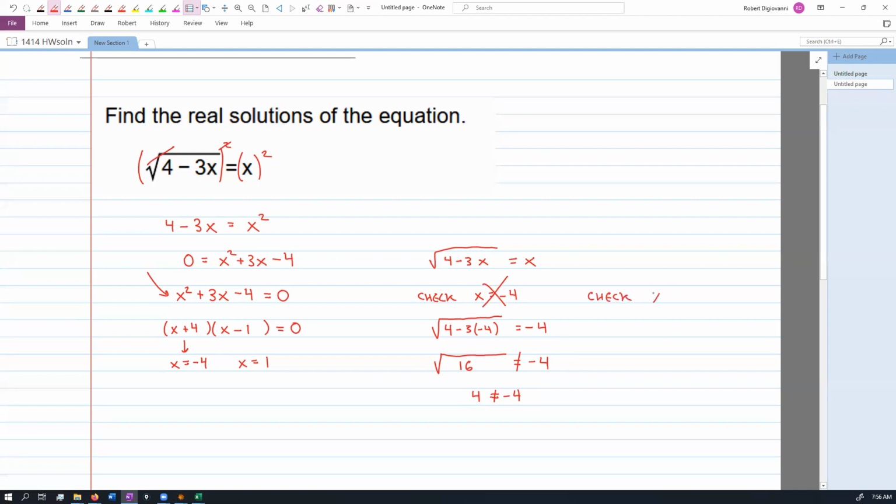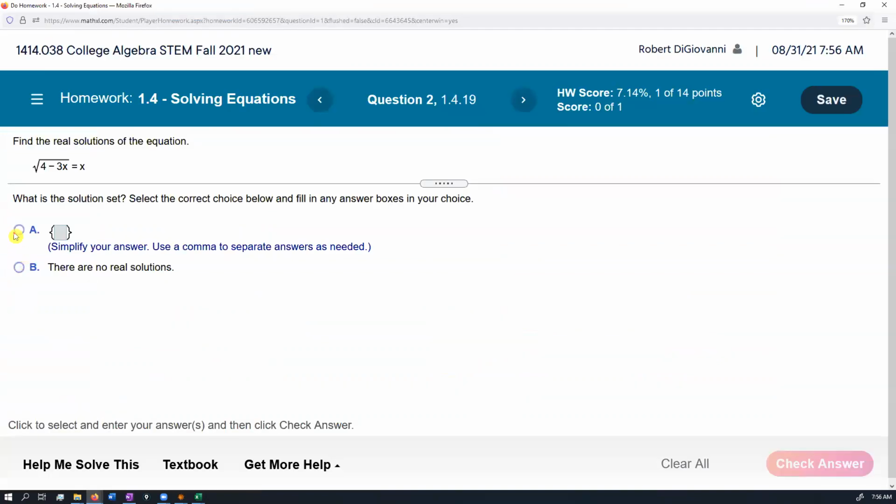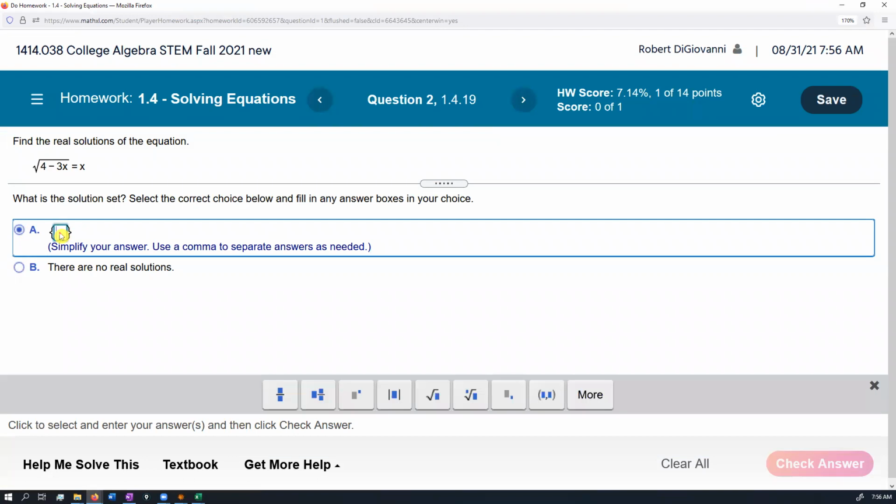Let's check our other solution. It could be that this one doesn't work either, but let's see. So the square root of 4 minus 3 times 1 equals 1. So that's the square root of 4 minus 3 is 1. The square root of 1 is 1. That is true. So we only have one solution here. x equals 1. Let's check it. One solution, 1.